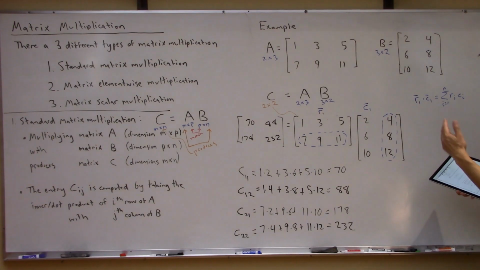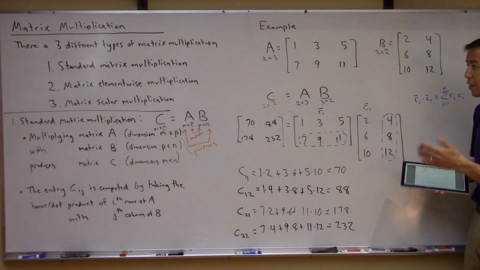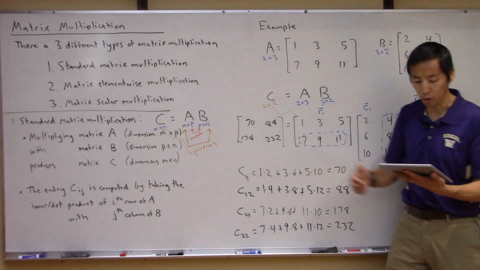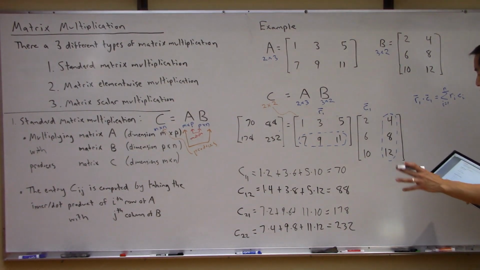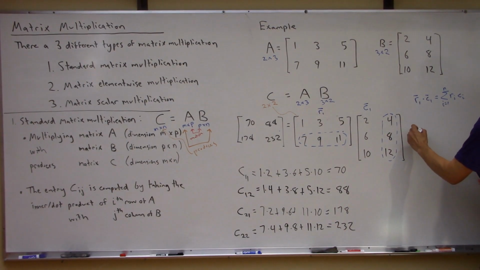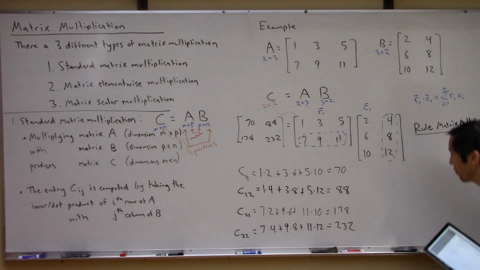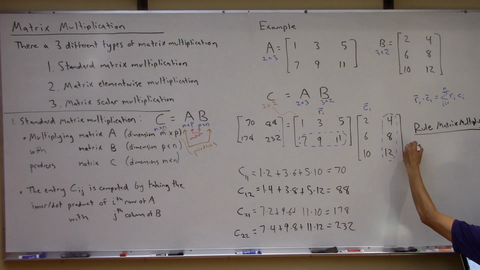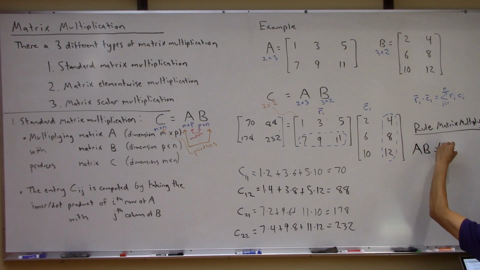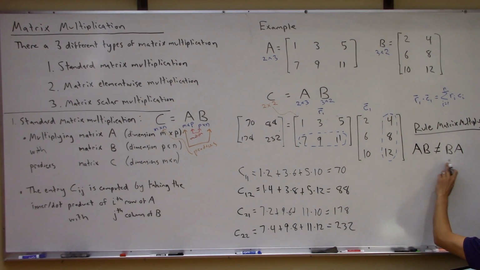Okay, so that's how you do this standard matrix multiplication. Now that we understand this, maybe what we can write down is one of the most common fundamental rules for matrix multiplication, and I'll leave this as an exercise for the viewer. But we see that in general, AB is not equal to B times A. So do not make this mistake.